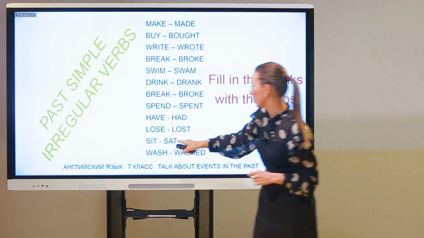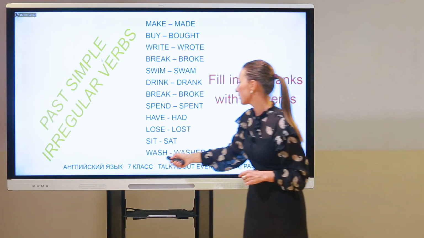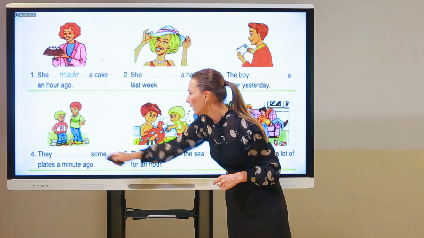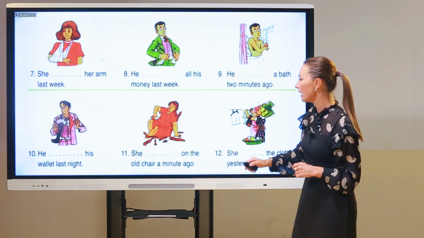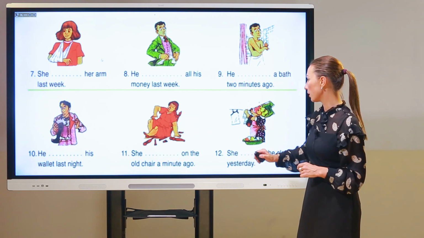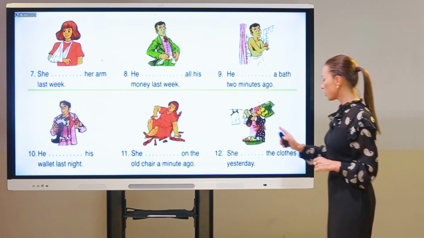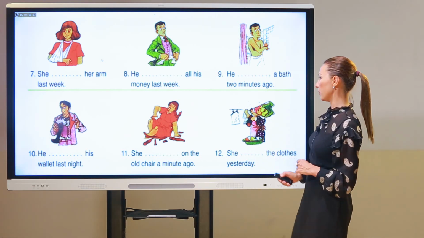What did he do? Look. He lost some plates a minute ago, okay? Wallet last night. And she sat on the chair a minute ago. What did she do? She washed the clothes yesterday.